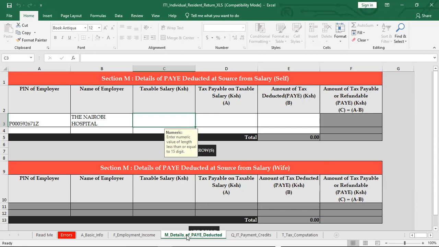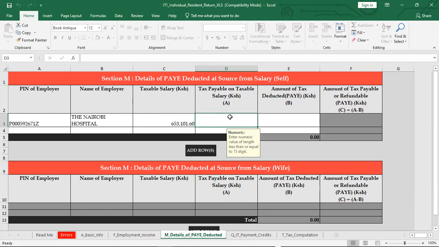Now, Caro, read for us the chargeable payee, the totals. 653, 101.60. Then the next one is tax payable on taxable salary. Tax payable on taxable salary. Then the next is amount of tax deducted.